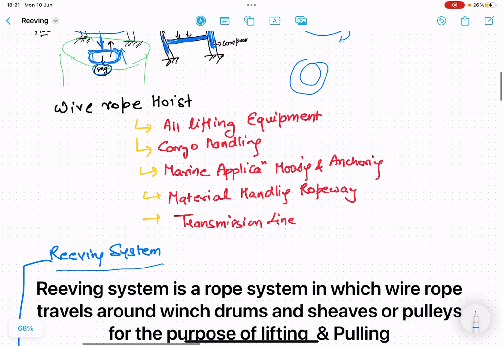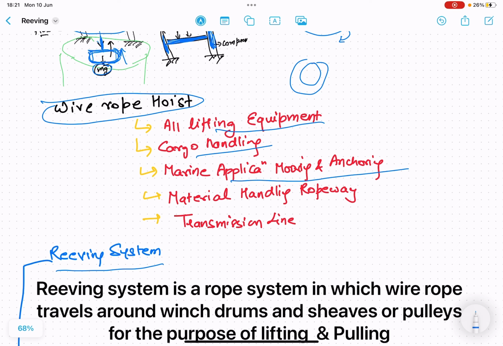This wire rope hoist system is used in all lifting equipment, cargo handling, marine applications, mooring and anchoring, material handling, ropeways, and transmission lines. In the last video I also showed you that when a ship is parked, there is a platform that is lifted using these winches, a number of winches. So there are many applications of wire rope systems.